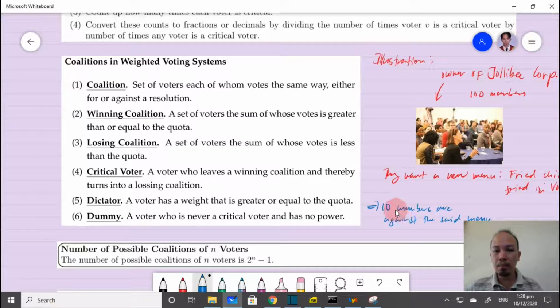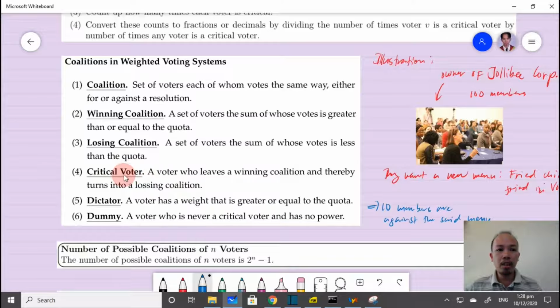Example, these 10 members here: if the sum of their weights, of their votes, is greater than or equal to the quota, then this coalition is a winning coalition. Of course, if it is losing, then the sum of their votes or their weights is less than the quota. That's what we mean by a losing coalition. It is the opposite of the winning.